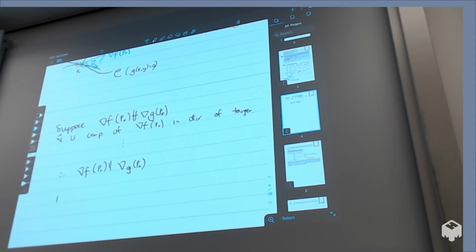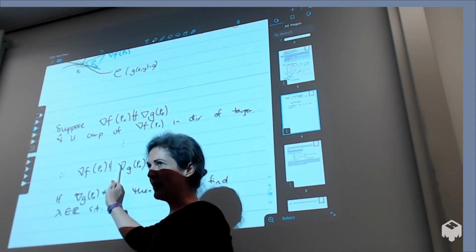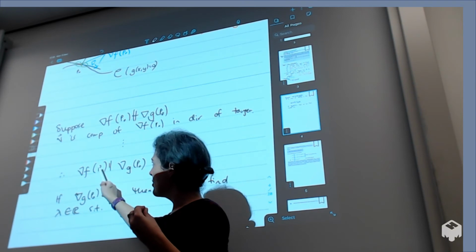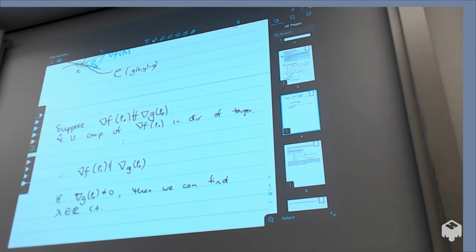Well, if our del g is not equal to 0, then we can find some lambda in the real numbers such that, if these two things are parallel, this means that we can find a real number such that this vector is equal to lambda times this vector. Or equivalently, because it's going to be convenient, minus lambda.